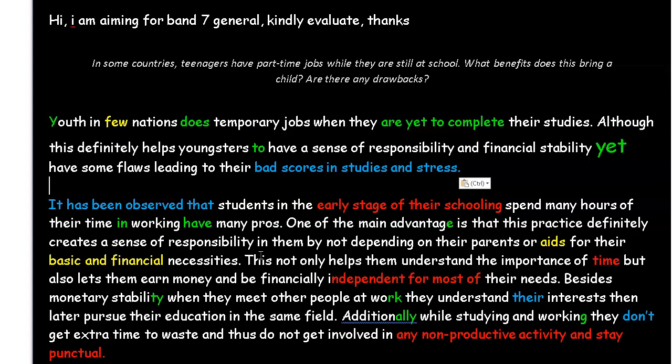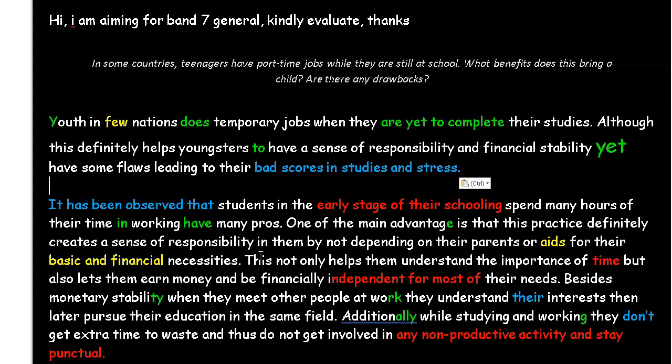Money can buy a lot of things, but money can't buy you love. Money can't buy love. Okay, anyway. What do you mean? Basic and financial necessities. Well, a basic necessity would be food. The children don't need to depend on their parents for food anymore? Well, doesn't make any sense. That's not what's happening. This not only helps them, the kids or the parents, understand the importance of time, but also, so not only, but also. You got to fit that in there somewhere, right?